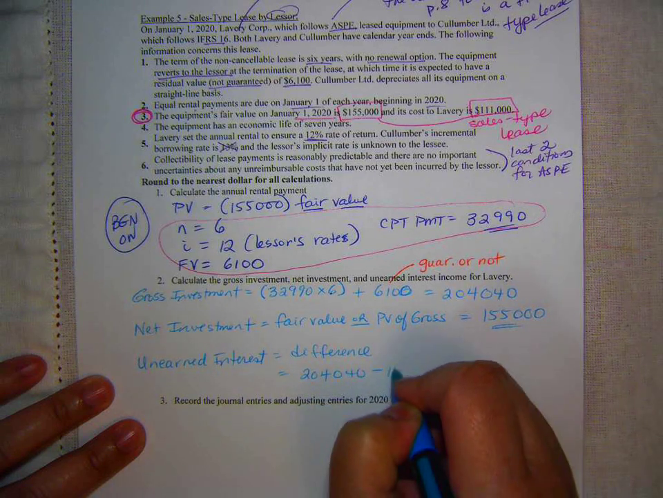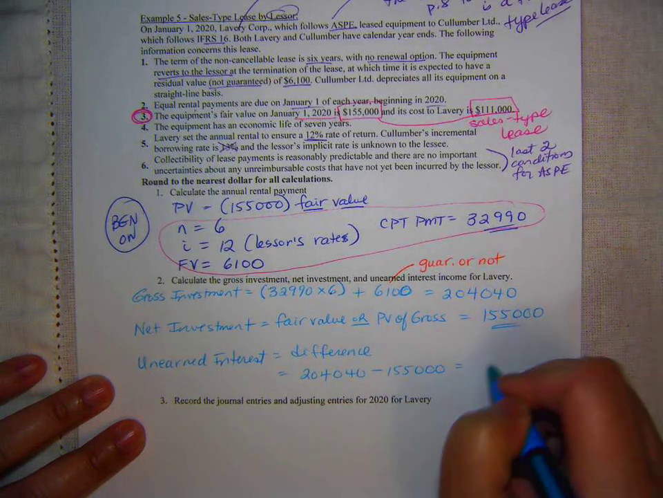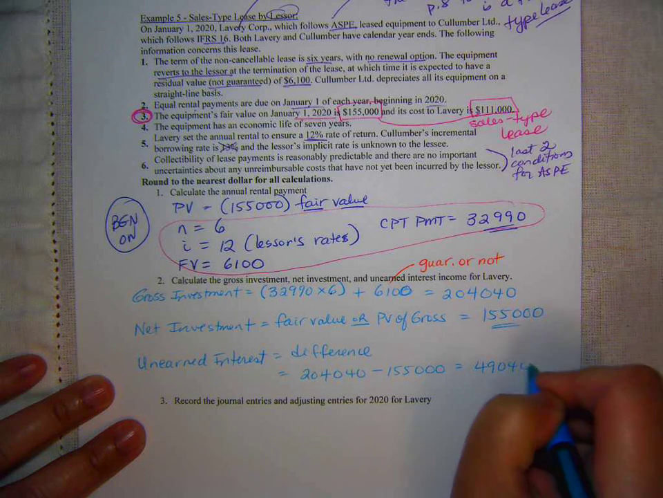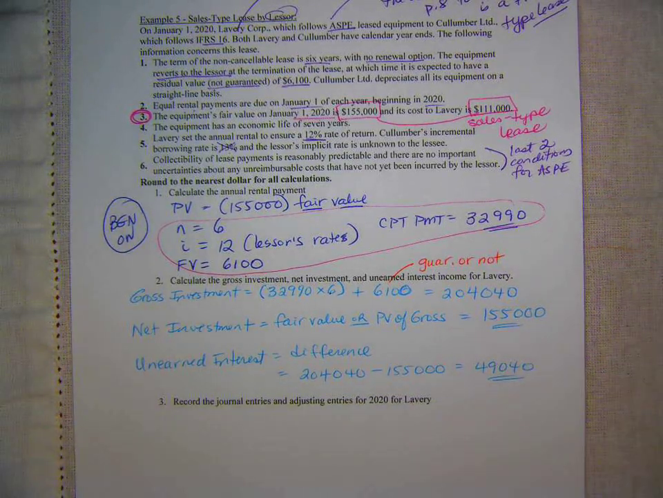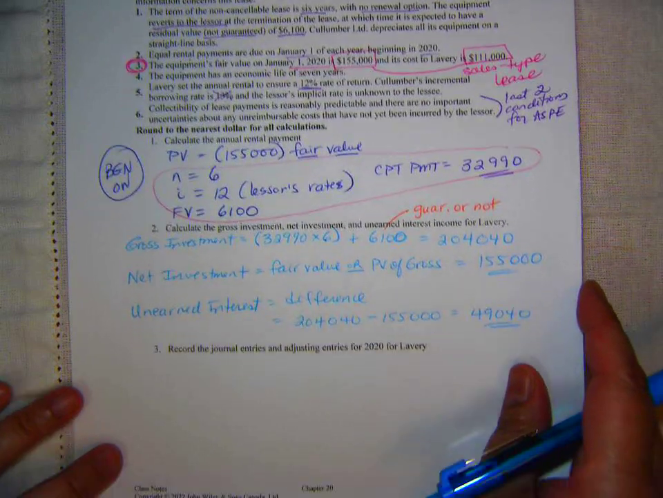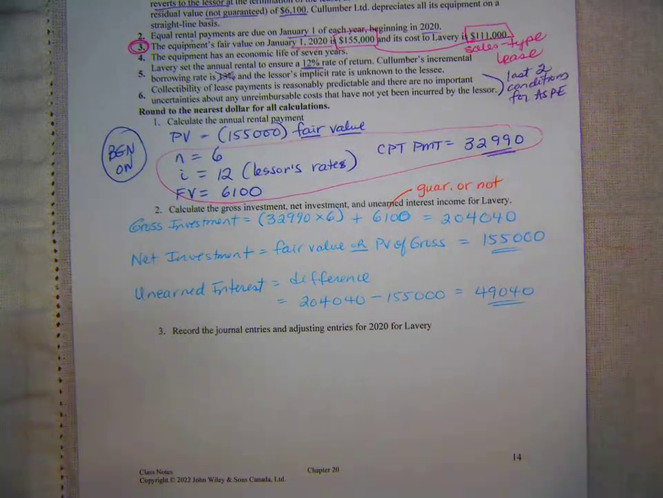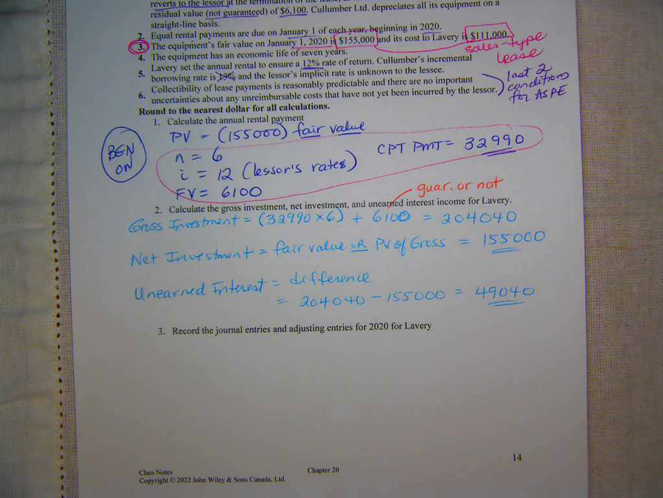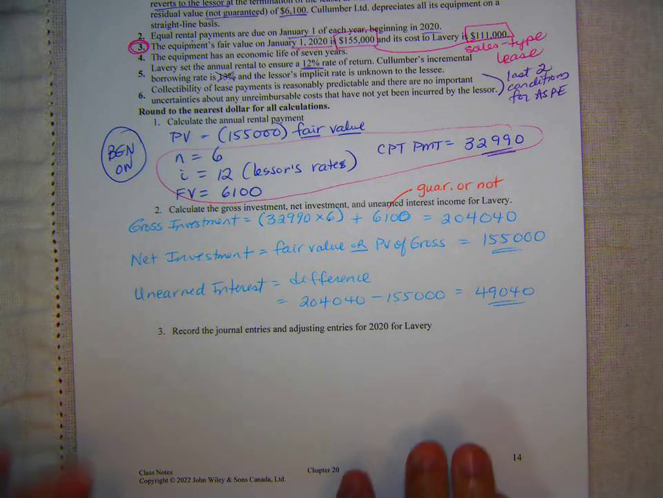$204,040 minus 155,000 equals 49,040. So now we could do a little table and schedule just like we did with the other ones, starting off with the net investment and going through. But you can practice that on your own. We're going to go right to the journal entries.